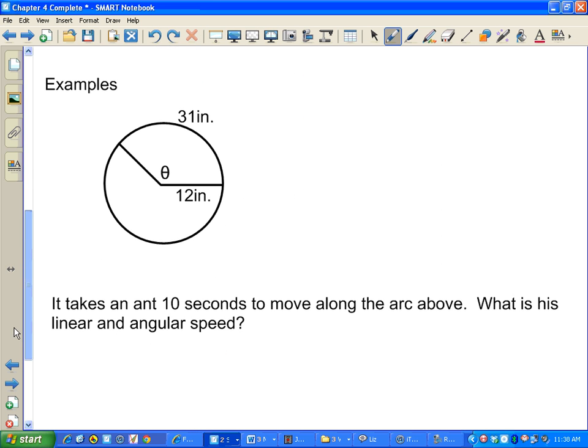So here are some examples. First, let's say that they give us this information. So this is 31 inches, and my radius is 12 inches. I want to know what angle this is. Well, I know that 31 equals r theta, so 12 times theta. So I'm going to divide by 12.